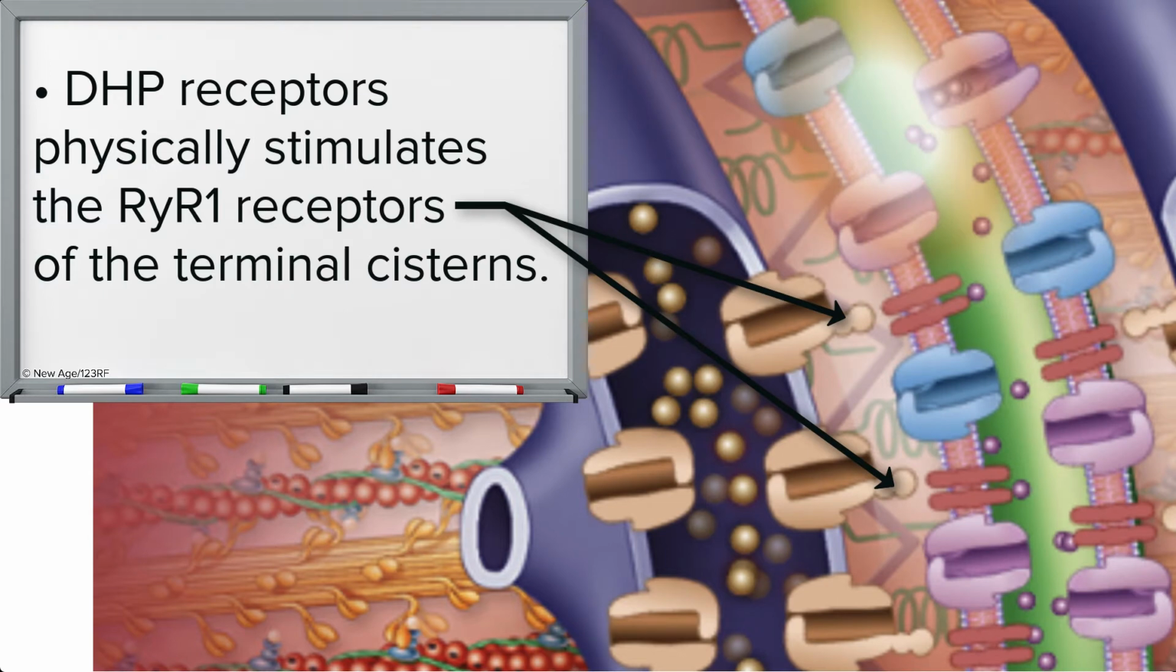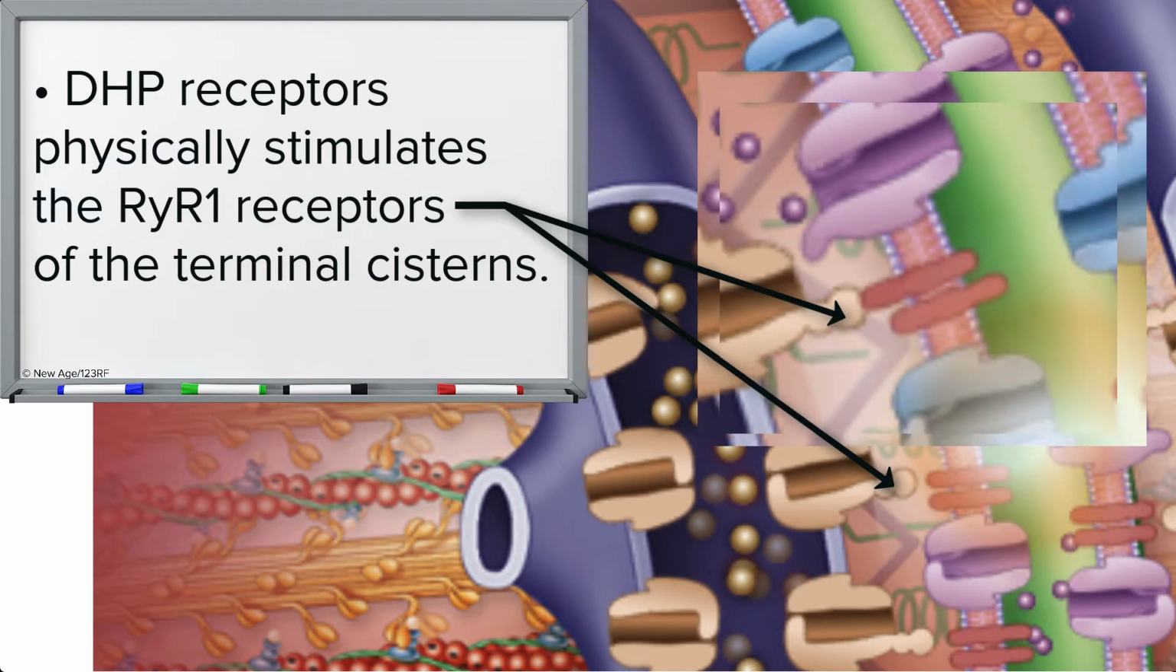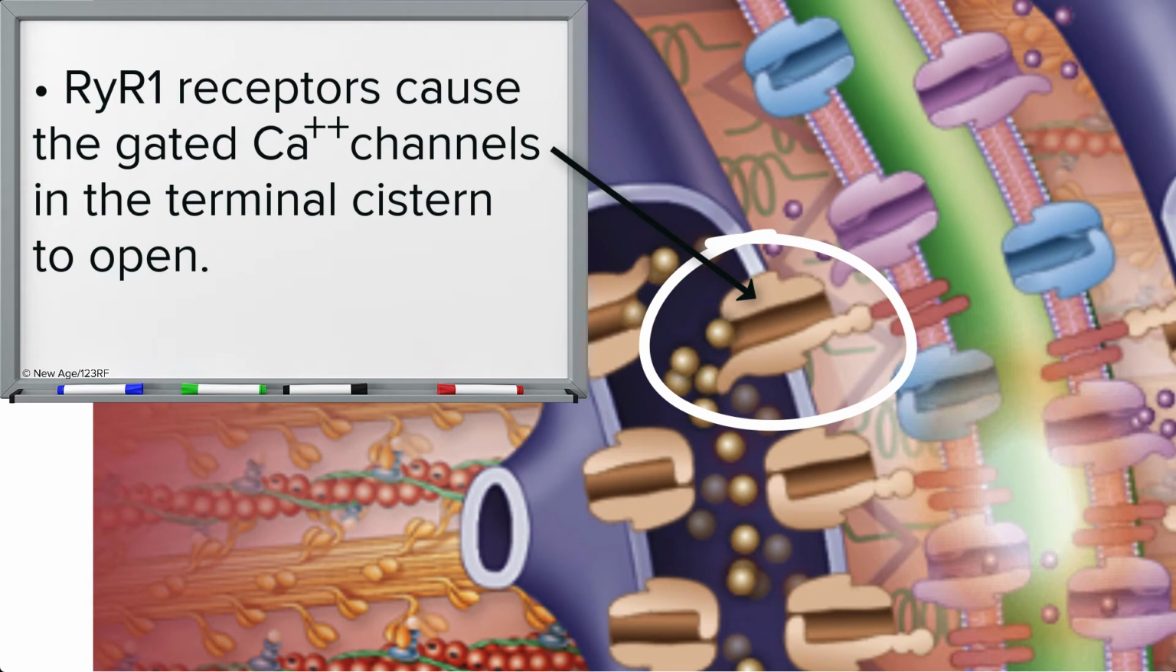When the DHP receptors are stimulated, they undergo a conformational change, which means they change shape. That change triggers the RYR1 receptors and causes the opening of the calcium ion channels in the terminal cistern of the sarcoplasmic reticulum.